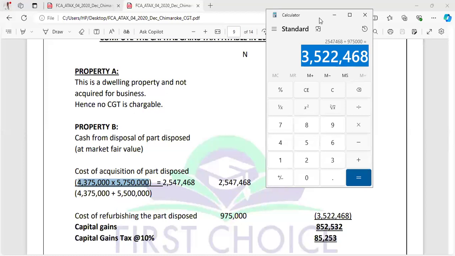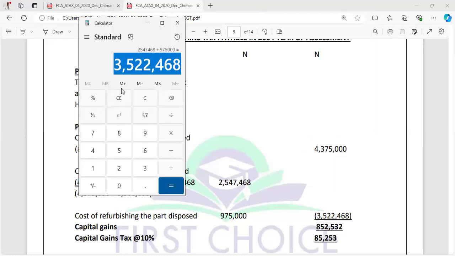What is our asset disposal received? Okay, instead of copying, I can just say this minus here, and I will say plus 4,375,000. So I will say this minus this, and it's going to give me 852,532. That is my capital gains. When I multiply by 0.1, I have 85,253 as my capital gains tax. Now that's the capital gains tax.